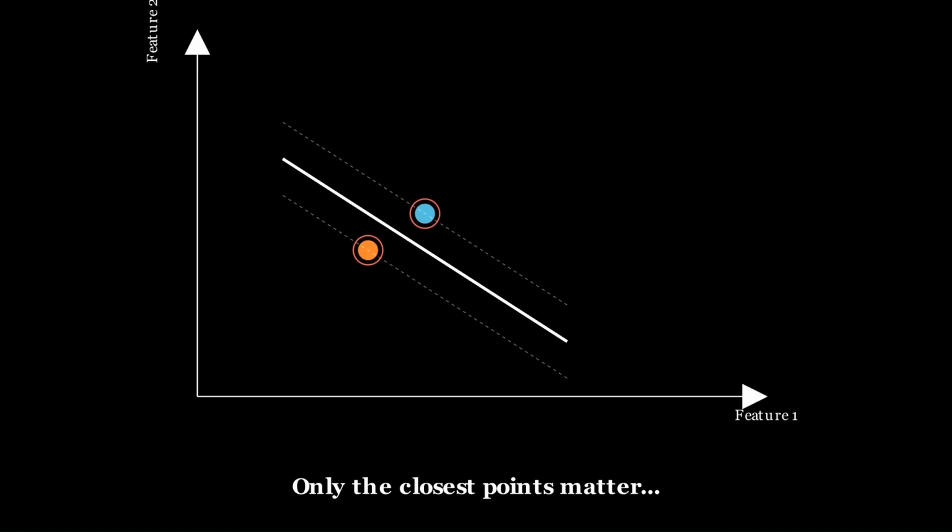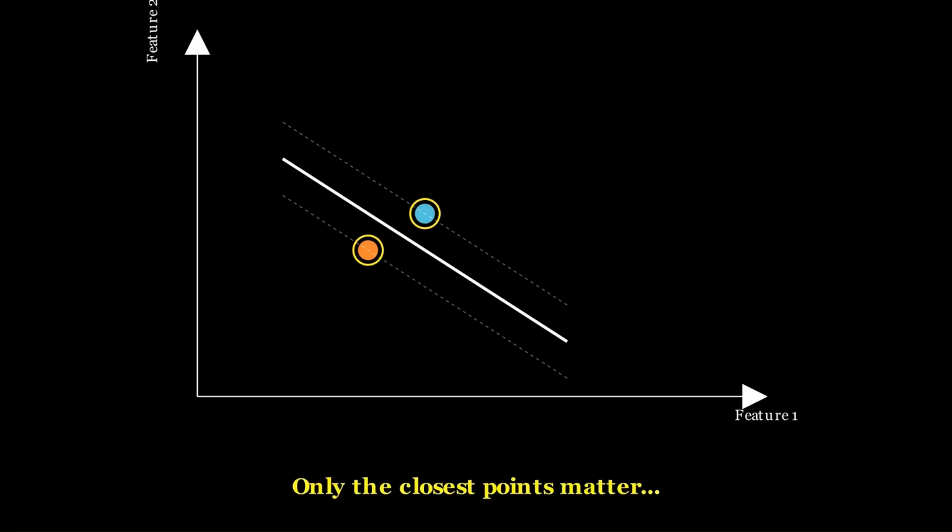Now imagine removing everything else. Even then, the boundary still holds its position. The margin still exists because those removed points were never controlling it. These special points have a name. They are called support vectors. And they alone define the position of the decision boundary. Without them, the classifier wouldn't exist.